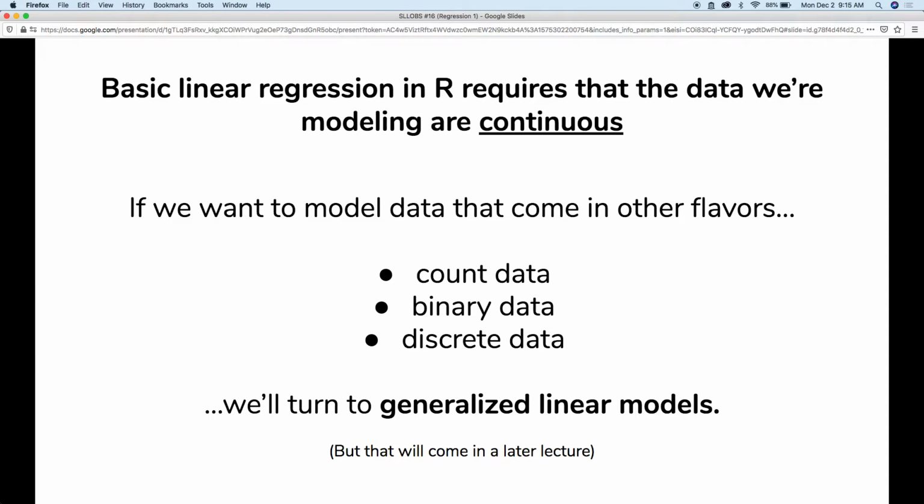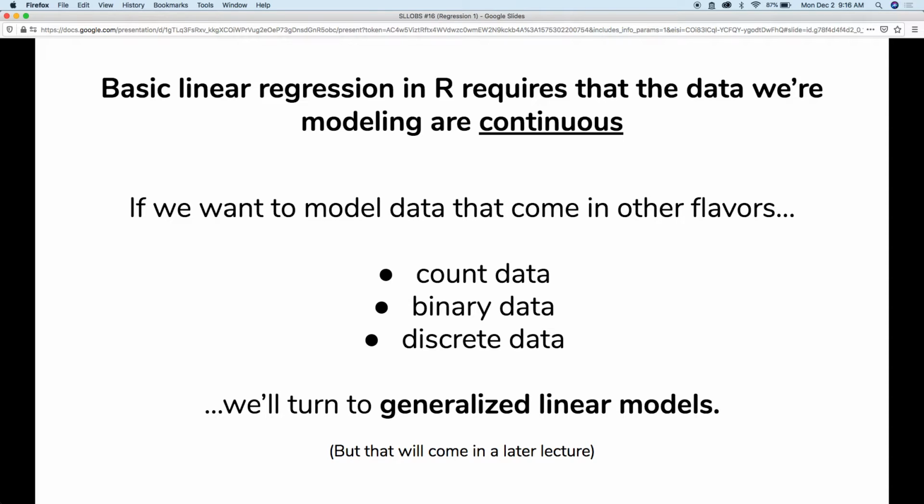But there's an important note that we have to make before we do that, which is that basic linear regression, or ordinary least squares regression, as we're going to be talking about today, in R, or just in general, requires that the data we're modeling are continuous, meaning that the data we're trying to model can take on any value within some range. So within the range 0 to 10, our values could be 9.562, they could be 1, they could be 0.3, etc.